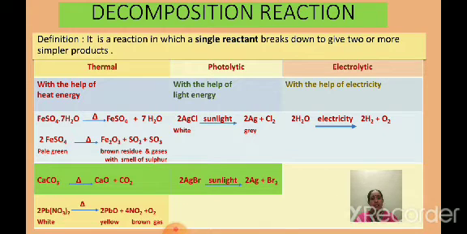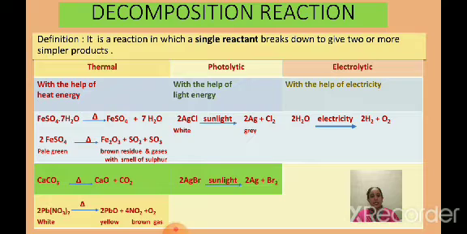Another example given for thermal decomposition reaction is decomposition of limestone. What is limestone chemically? It is calcium carbonate. So when calcium carbonate is heated, it decomposes to calcium oxide and carbon dioxide. The solid residue obtained is calcium oxide, whereas the gas evolved is carbon dioxide.